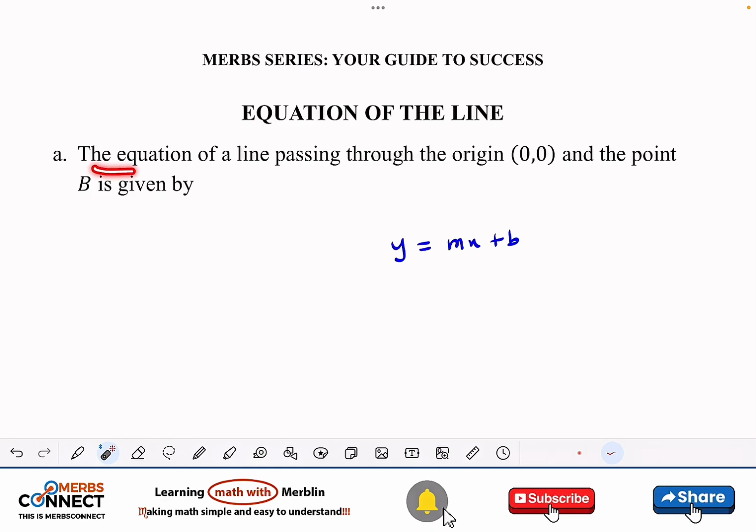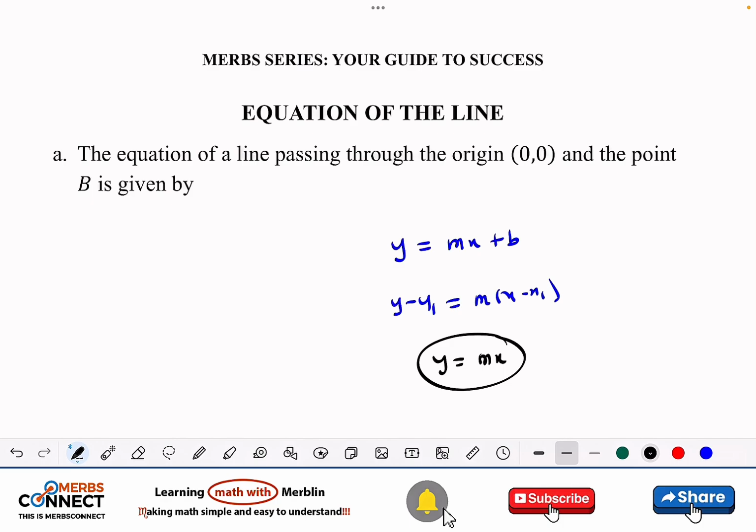But here we want to talk about the equation of the line which passes through the origin. If it passes through the origin, then there is no y-intercept because that one is going to give us 0. I mean, we know that y minus y1 is equal to m times x minus x1. So if the point is 0, then this is 0, this is also 0, right? So I'm going to have y is equal to mx. So this will be the equation of the line passing through the origin and the point, right?